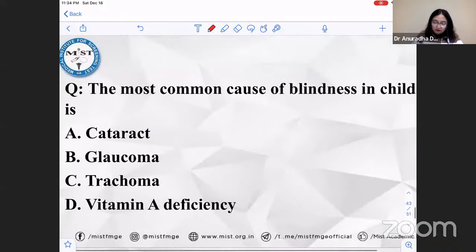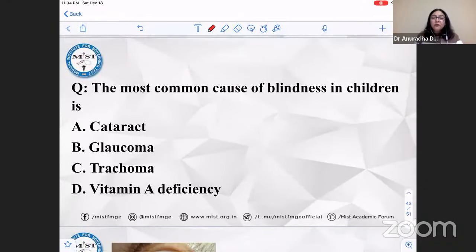Then another straightforward question based upon community ophthalmology: the most common cause of blindness in children, whether it was mentioned for India or it may be there in the statement. The choices were cataract, glaucoma, trachoma, vitamin A deficiency. So among the different causes, the most common cause of blindness in children is vitamin A deficiency.